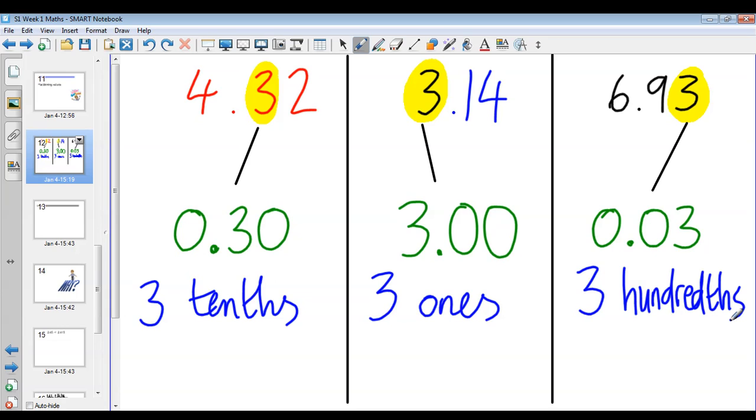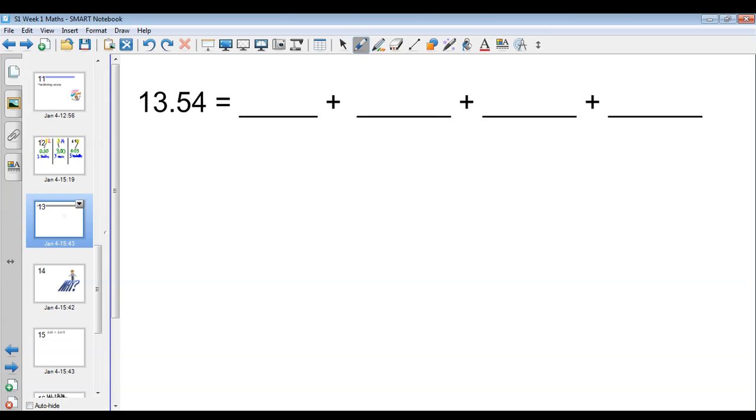What a guy. Okay, another way of partitioning value is to look at the numbers like this. Here I've got 13.54, which has actually got the same value as 10, add 3, add 0.5, and 0.04.